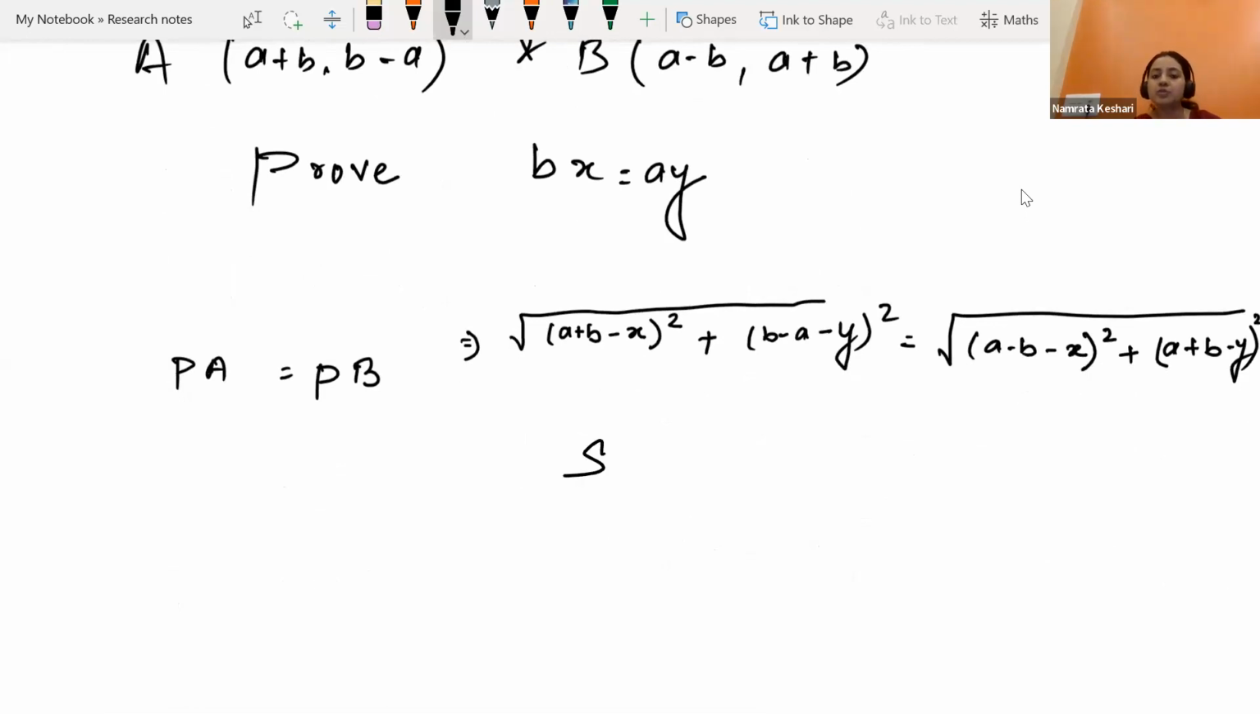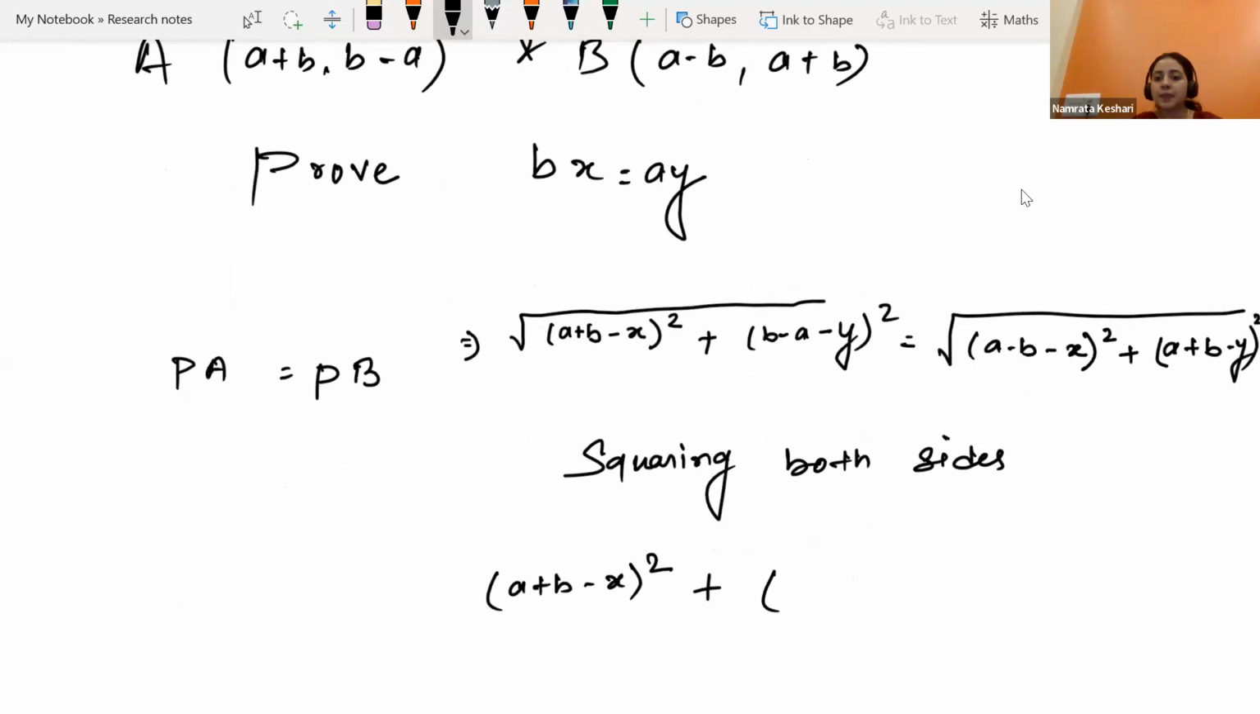Now we can square both sides so that we can remove the root sign from both sides. What are we going to get? We will be left with a plus b minus x whole square plus b minus a minus y whole square is equal to a minus b minus x whole square plus a plus b minus y whole square.